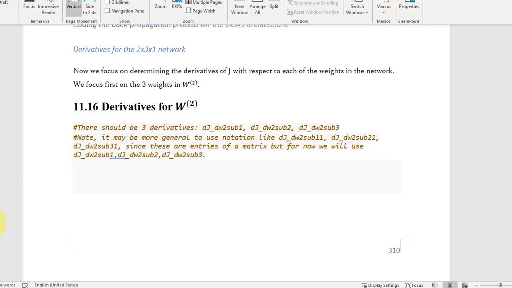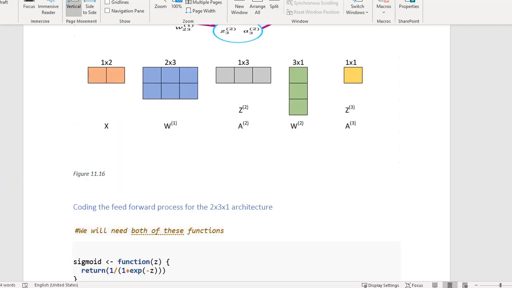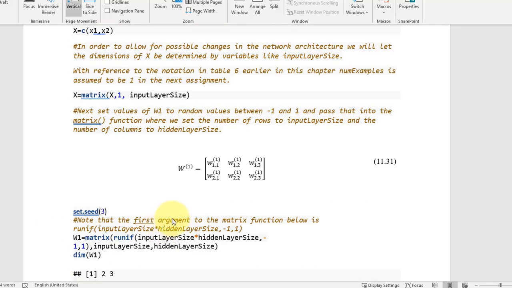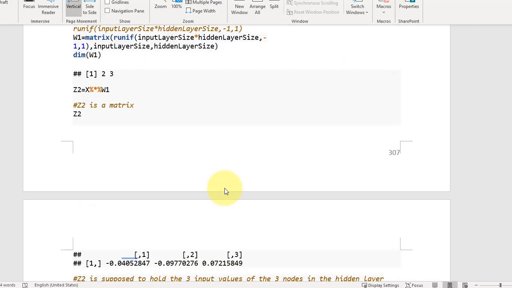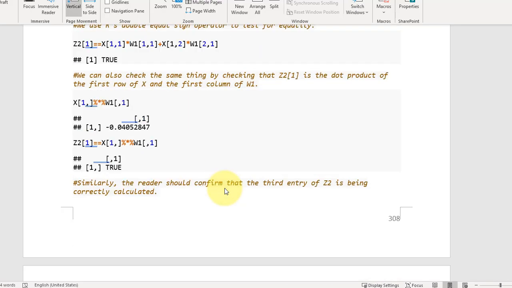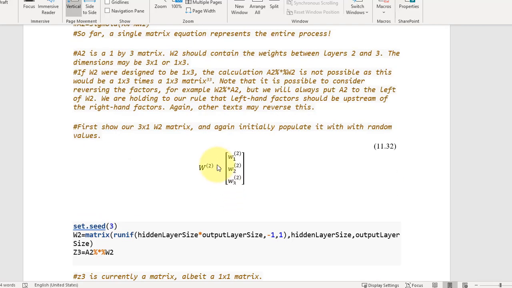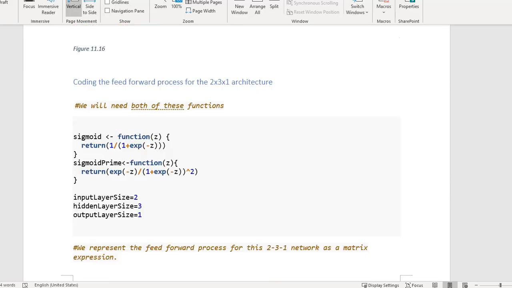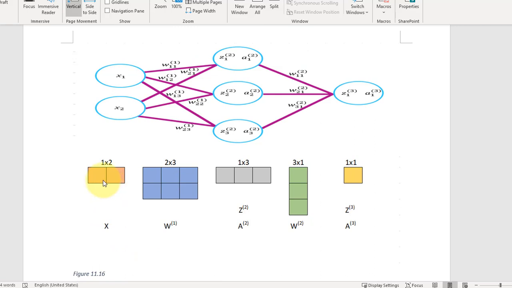And again, we see that W1 is a 2 by 3, and if you want to see just how we express it, here it is, 2 by 3. We've seen that before. And we also have the W2 matrix, which is a 3 by 1. So we just want to write the code that will push the data from here out to here, and then also to J.